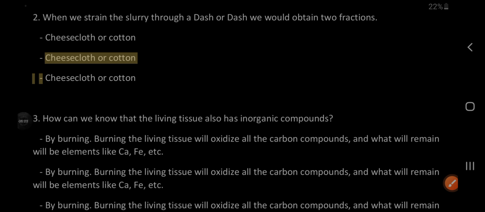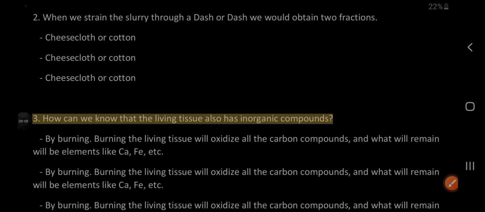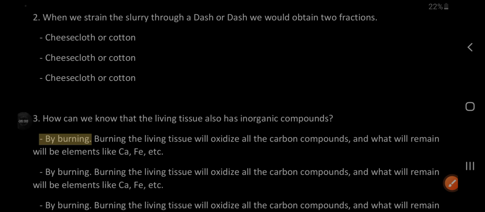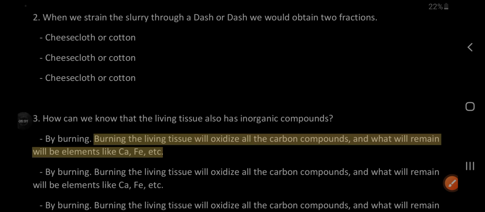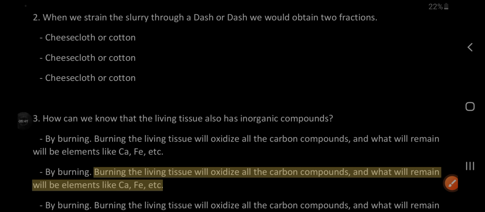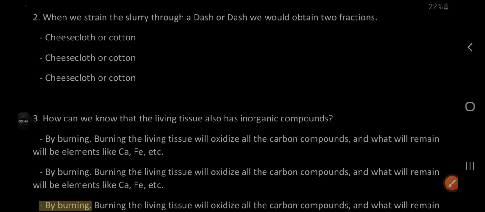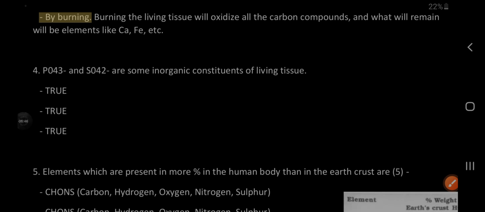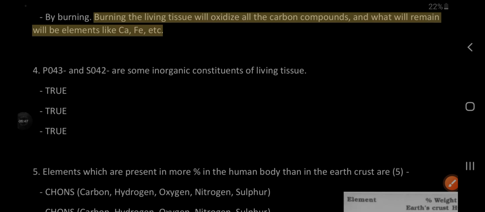3. How can we know that the living tissue also has inorganic compounds? By burning. Burning the living tissue will oxidize all the carbon compounds, and what will remain will be elements like Ca, Fe, etc.